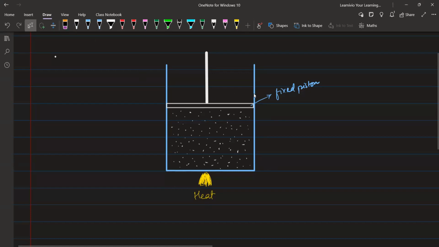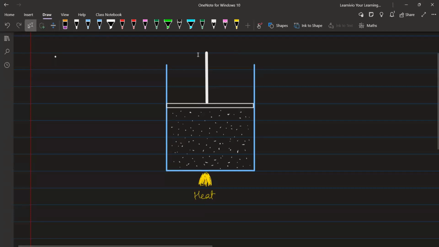Okay. If I don't fix the piston, then this will expand for sure. Yes or no? This will start to expand. Now, when it expands, let's suppose whatever heat you are giving is completely utilized in doing the work of expanding the gas or lifting up the piston. If all the heat is converted to lift up the piston, then there will be no increase in temperature, because whatever heat you are giving is utilized for work done.